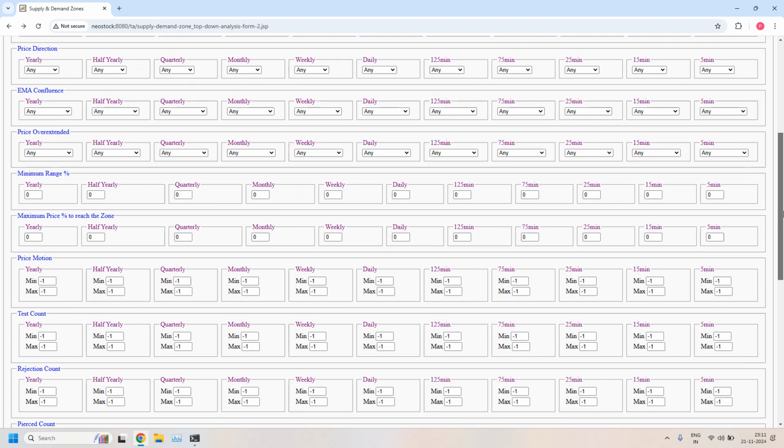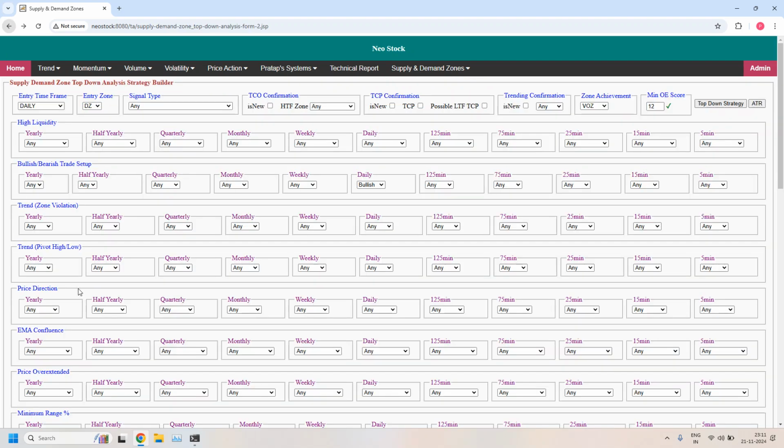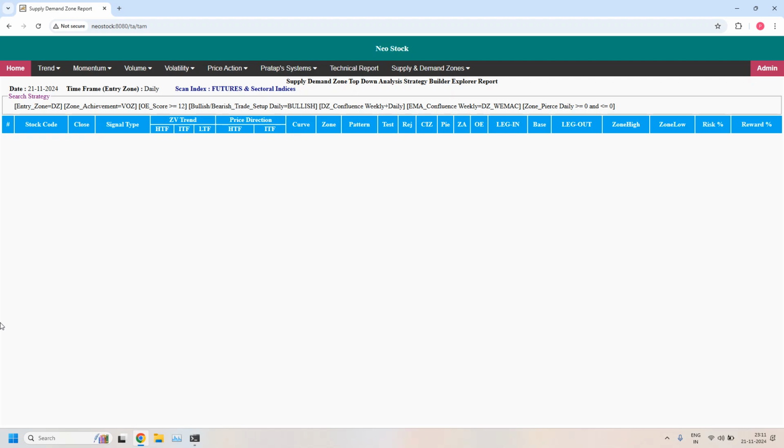With this filter, we got 3 stocks. In all these 3 stocks, the daily demand zones are part of the weekly demand zones. That means they are overlapped with weekly demand zones. Because the daily demand zone is part of weekly and the weekly trend is up, and those weekly demand zones are having weekly EMA confluence, it is even more high probability setup. Let's verify. In the EMA confluence weekly time frame, because the daily zone is a part of the weekly zone, that's why weekly demand zone having weekly EMA confluence, it's a high probability setup. So currently no stocks are supporting.